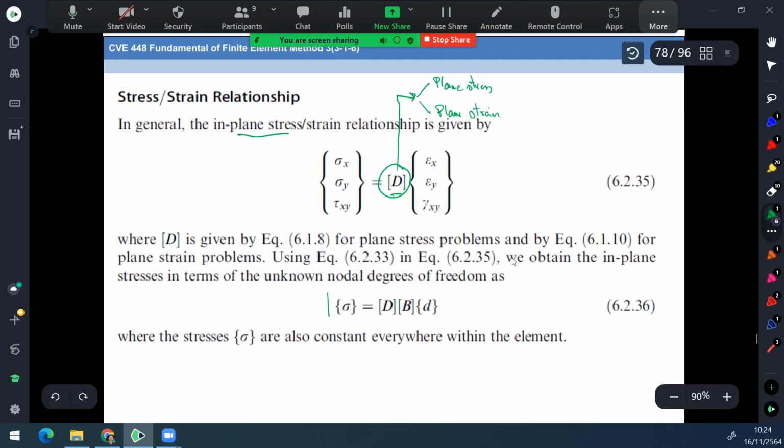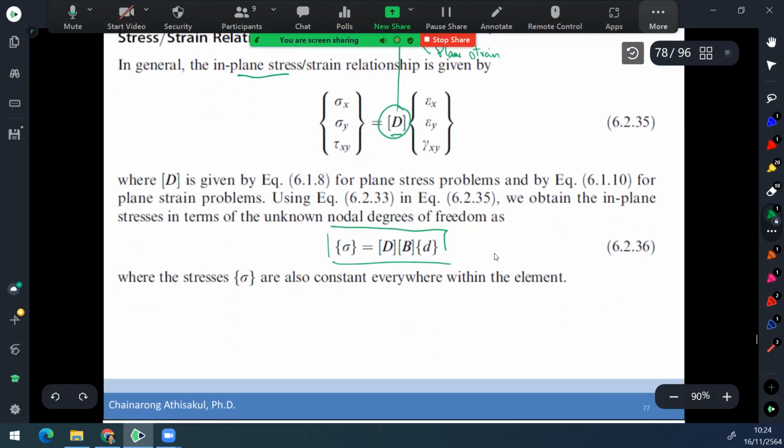But when it's rearranged, it's written in the same equation, that is sigma equal to BDd. The capital D matrix represents the material matrix that depends on the problem. If it is plane stress, it's defined by the plane stress problem. If it is plane strain, you have to select the correct matrix D for the plane strain problem. But for matrix B and the nodal displacement, it is the same.